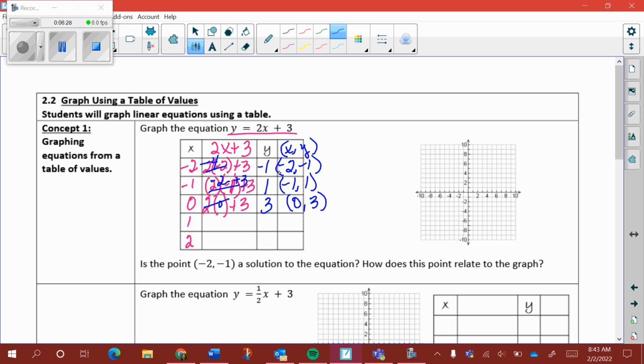If I go on the other side, I'm going to have 2 times 1 plus 3. 2 times 1 is just 2, so 2 plus 3 would be 5, so 1, 5. And when I plug in a 2, 2 times 2 plus 3. Well, 2 times 2 is 4, plus 3 would be 7, so 2, 7.